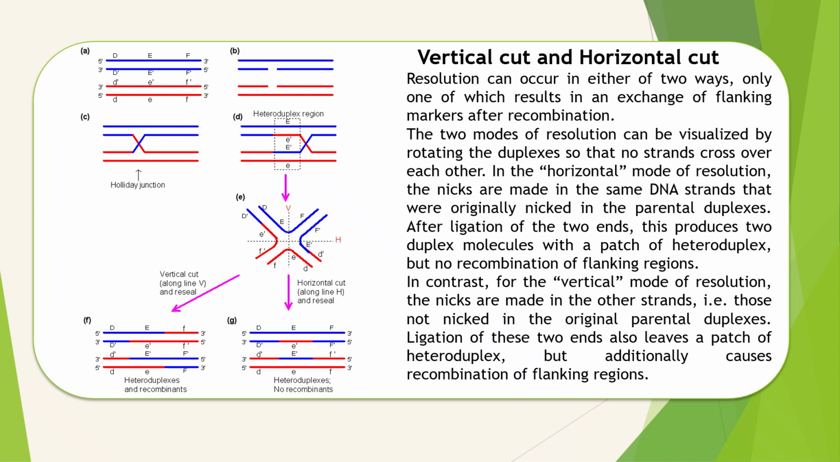In contrast, for the vertical mode of resolution, the nicks are made in the other strands, that is, those not nicked in the original parental duplexes. Ligation of these two ends also leaves a patch of heteroduplex but additionally causes recombination of flanking regions.